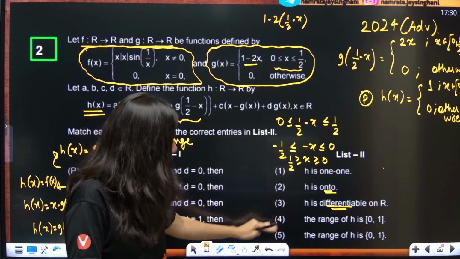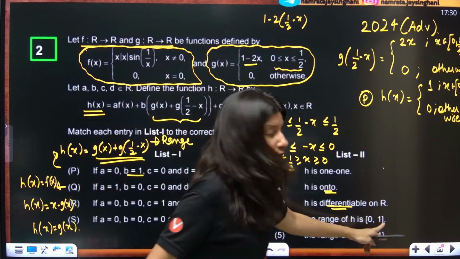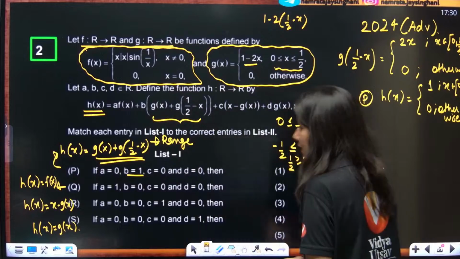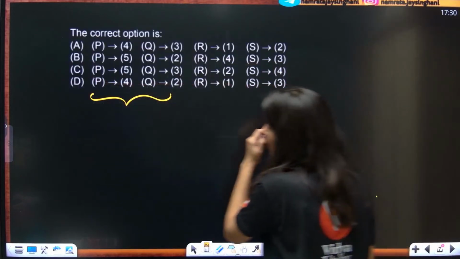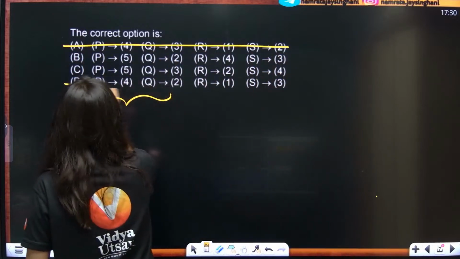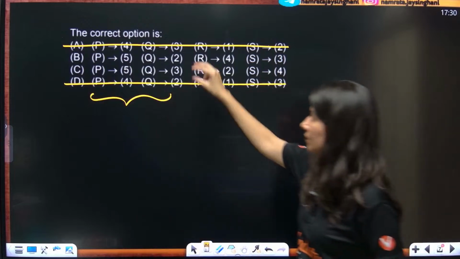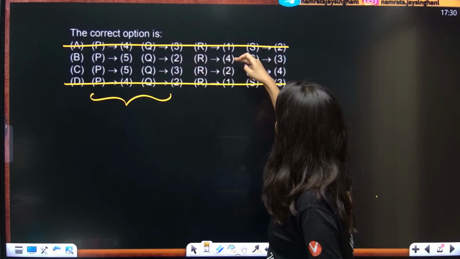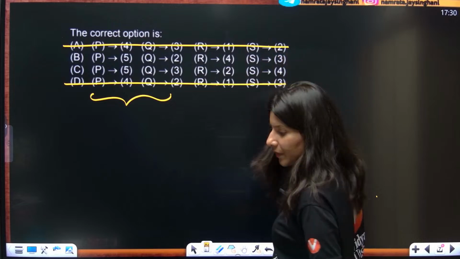So between 4 and 5 for option P, which is correct? 0 to 1, no. 0 and 1, yes. So I think option 5 is absolutely correct. So if I just go by option elimination, option A is wrong for me. Option D is also wrong for me. Now Q will be between 2 and 3, R will be between 4 and 2, and S will be between 3 and 4.